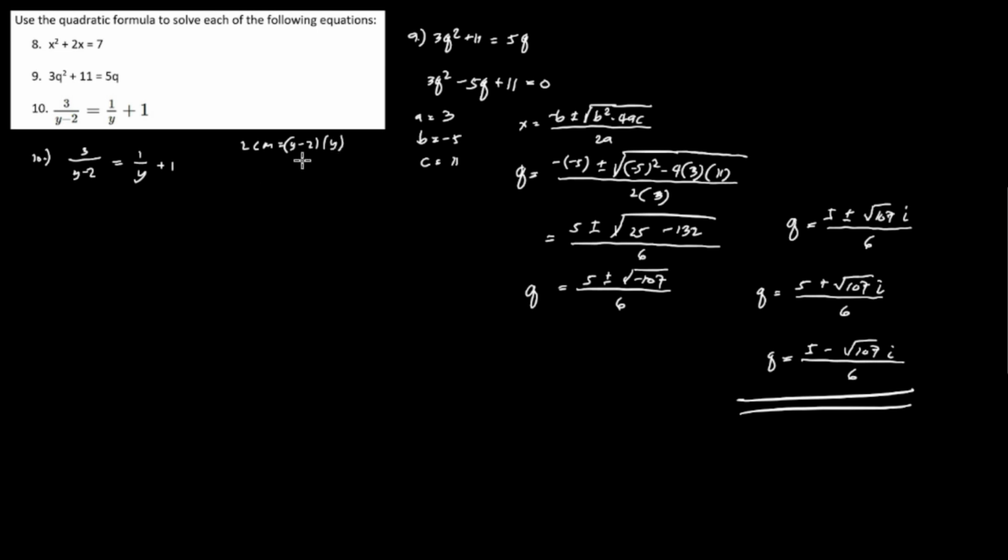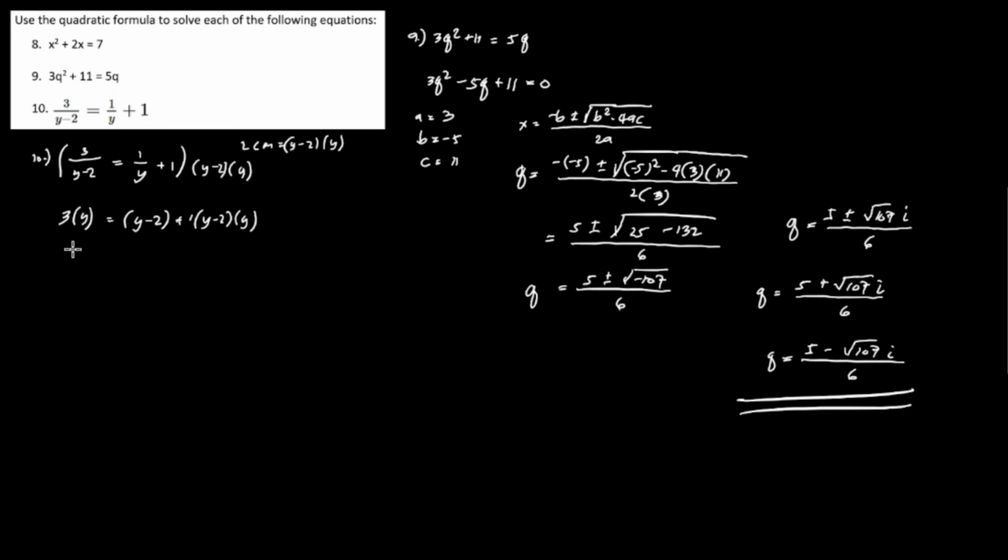So the LCM is y minus 2 times y, and we will multiply this by the LCM, which is y minus 2 times y. Distribute. So y minus 2 times y times 3 all over y minus 2. The remaining value is 3 times y, is equal to 1 over y times y minus 2 times y, or y minus 2, plus 1 times y minus 2 times y.